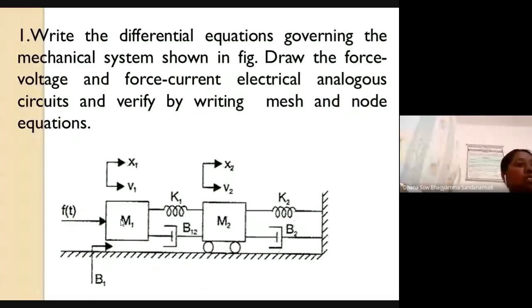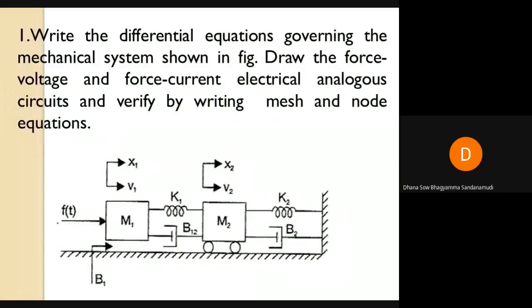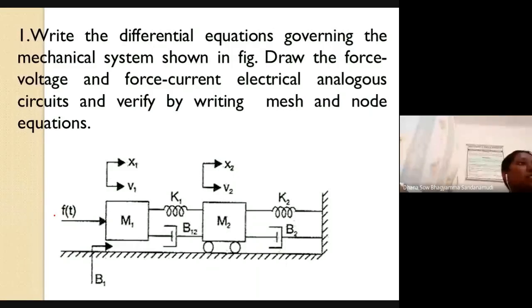I am drawing the circuit here itself so that it is easy for you to understand. I am taking a pen. Here f(t) is analogous to i(t), so I will draw a current source, i(t).